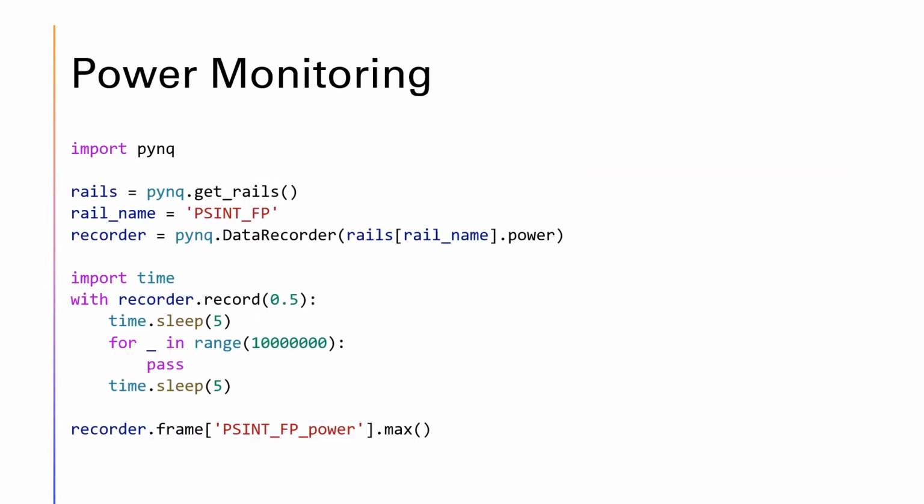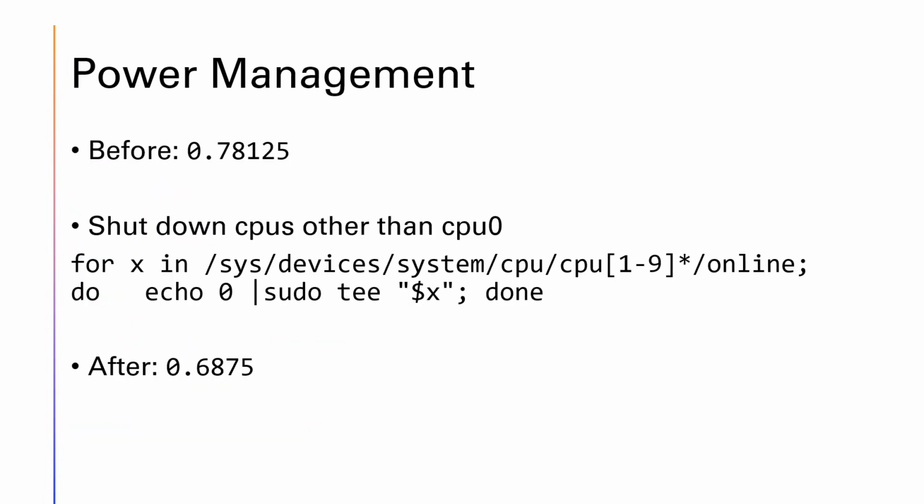Last but not least, we have power optimization on the Ultra96. PMBus is used to obtain the power usage. Then we have before and after values compared, where shutting down CPUs using the command shown on this slide does make a difference.